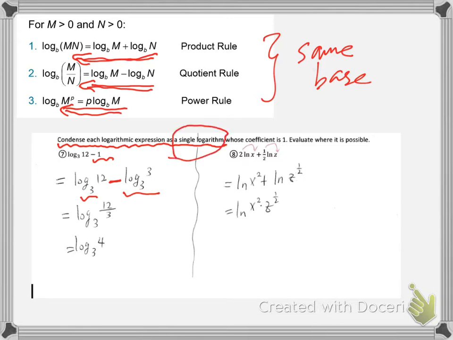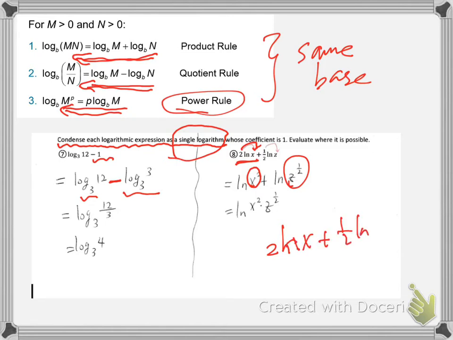Okay, so the other one, you have a multiplier, a number times a log. This is the power rule. A number times a log means we put this number to the exponent inside the log. So 2, you will get x squared. 1/2, you got z to the half power. Okay, so we got 2 log x plus 1/2 log z.